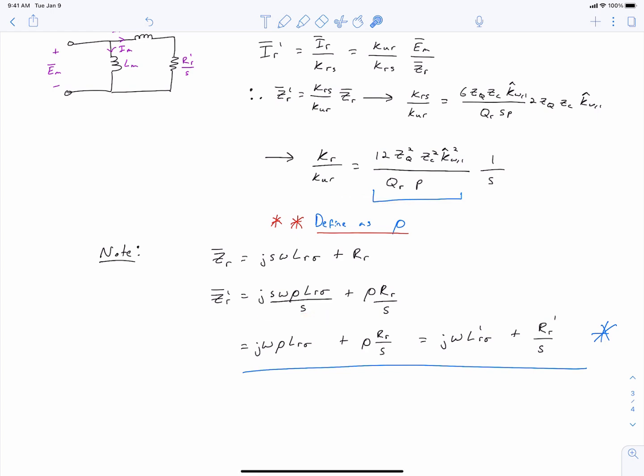this expression. We have our leakage inductance term with s omega times our rho value that we've defined right here, times L_r sigma, but then divided by s. These two s's cancel out, and you're left with this expression, which is why we wanted to separate the 1 over s from rho, so that it wouldn't appear here. So now we're ready to say what R prime and L_r sigma prime are. L_r sigma prime is simply rho times L_r sigma, and R prime is simply rho times R_R.